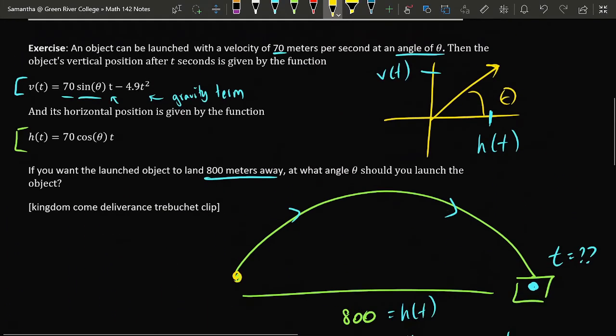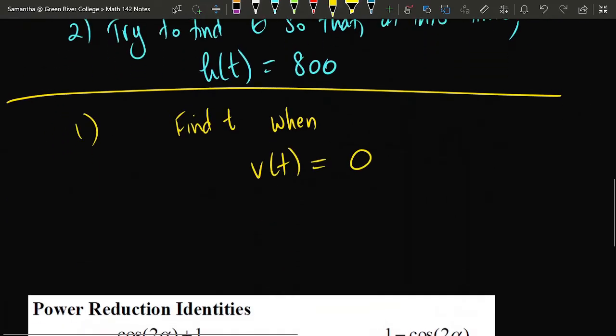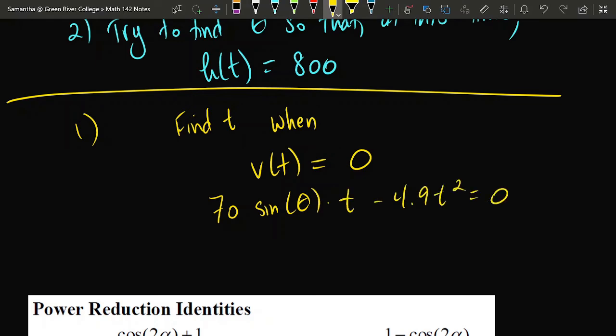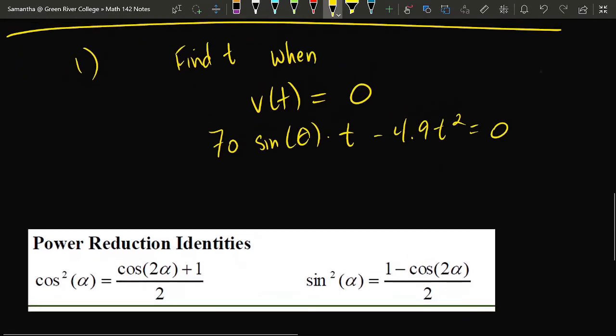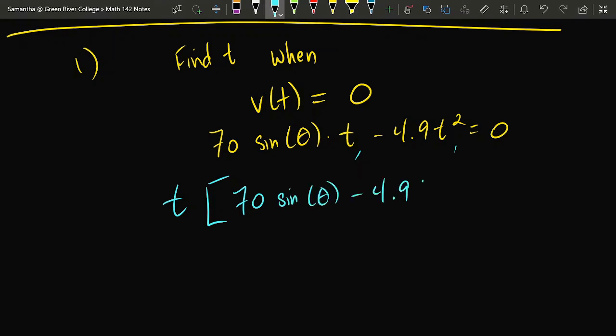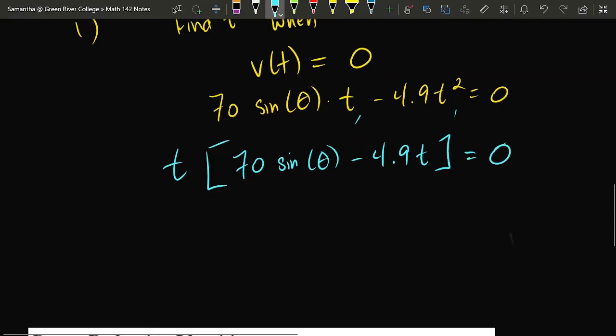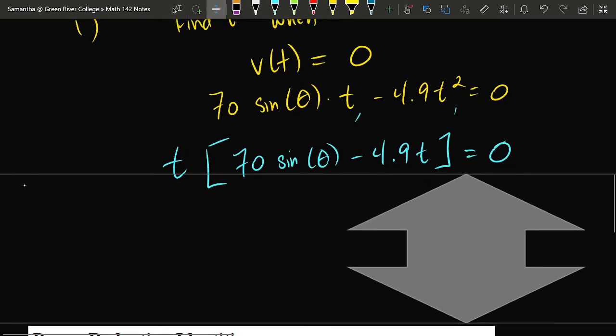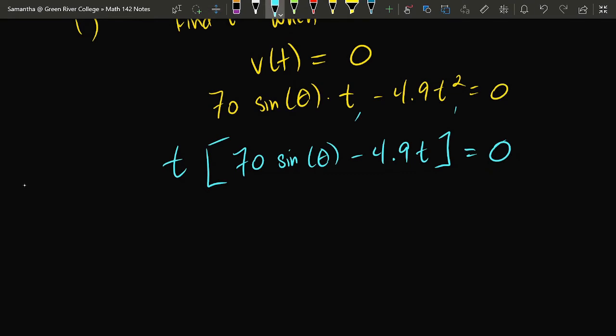Now I'll take our vertical position formula, which is 70 sine of theta multiplied by t minus 4.9 t squared equals 0. And let's work on isolating t in this expression. The first thing that I notice is that both of these terms on the left contain a t, and therefore t can be factored out. Factor t out, and this is what needs to be equal to 0 in order to find the time when the object hits the ground.